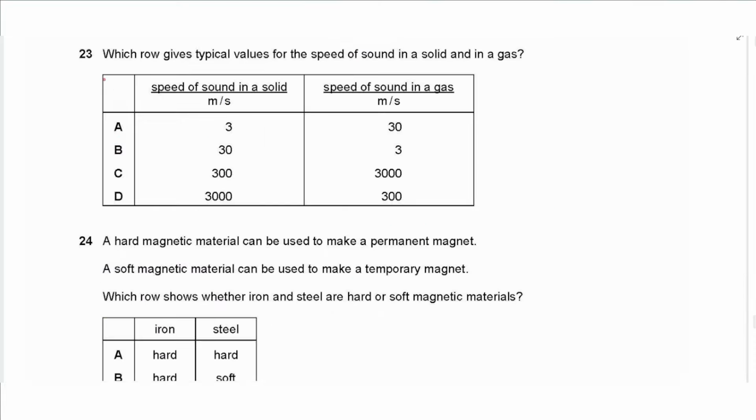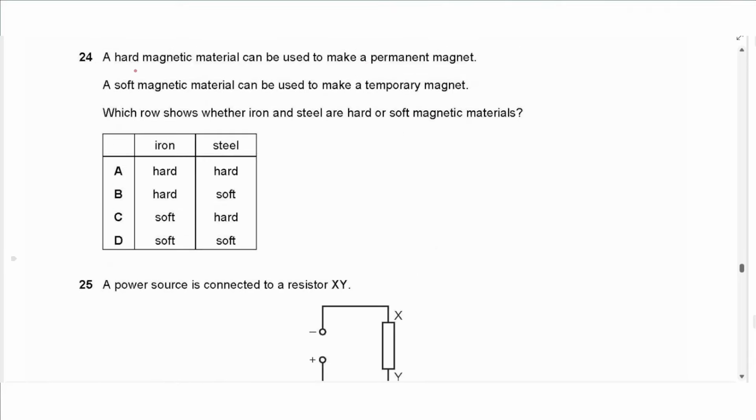Question 23 says which row gives typical values of speed of sound in a solid and a gas? So in a solid that would be in thousands, and in a gas like air that would be hundreds. So the answer is D. Question 24 says a hard magnetic material can be used to make a permanent magnet. A soft magnetic material can be used to make a temporary magnet. Which row shows whether iron and steel are hard or soft? So iron is actually a soft magnetic material and steel is a hard magnetic material. So the answer is C.